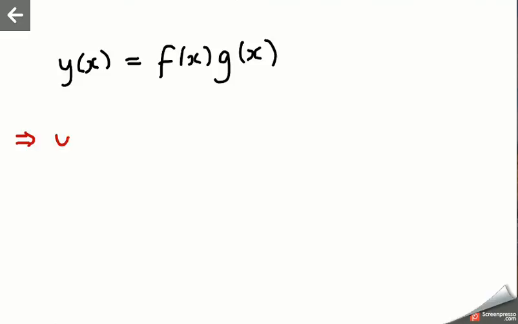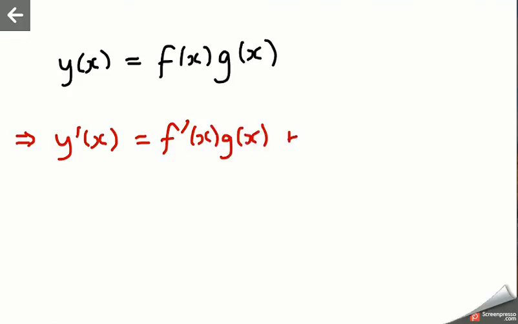that y prime of x is equal to f prime of x times g of x plus f of x times g prime of x. In other words, you differentiate one, leave the other alone, then you differentiate the other, leave the first one alone, multiply them together, and then add them. So that's what the product rule says.